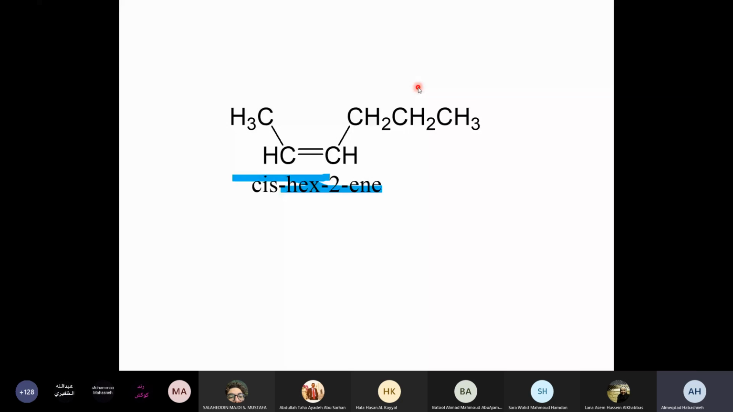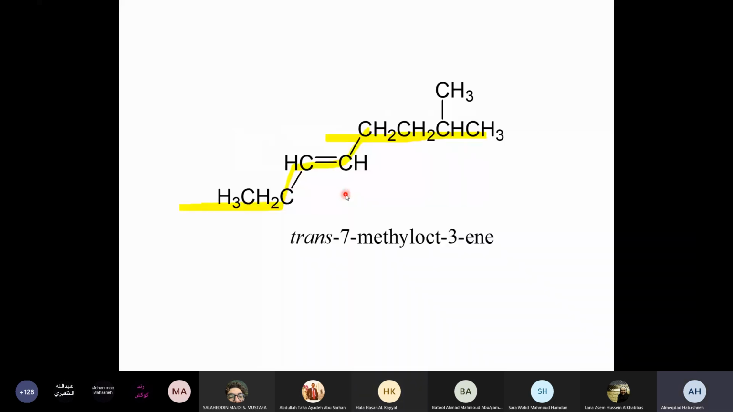So this is di-substituted. Two groups which are not hydrogen, are they on the same side or opposite side? On the same side. So we call it cis-hexene. Cis-hexene.